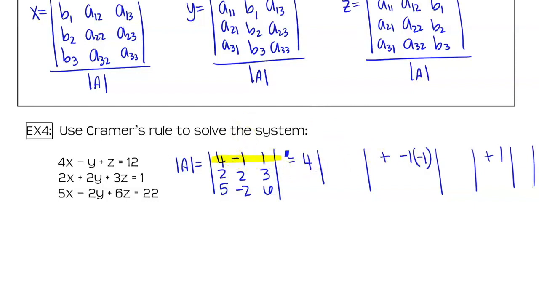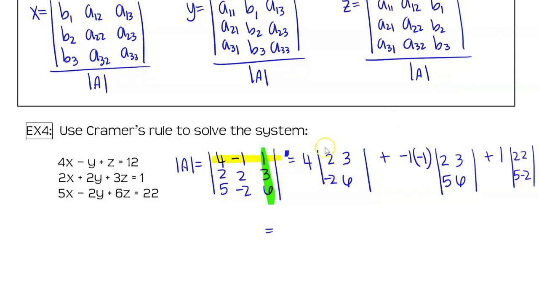All right, so if I ignore the column that 4 is in, okay, here's what's left. 2, 3, -2, 6. Okay, get rid of that because I'm going to shift it over to where the -1 is. And what's left will be 2, 3, 5, and 6. Get rid of that and shift it over to where the +1 is. And copy down what's left. 2, 2, 5, -2.